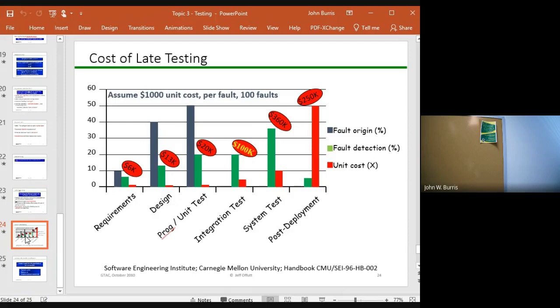Okay? And I know that screws up the y-axis. The y-axis is the percentage except for red, and red is not necessarily percent. So, all right. Let's look at this.